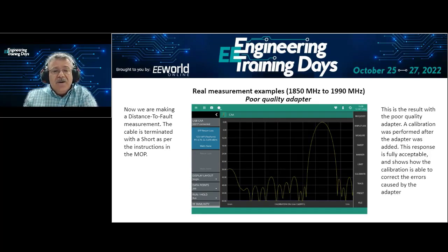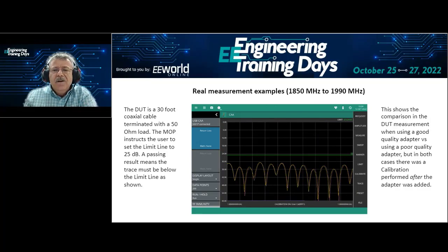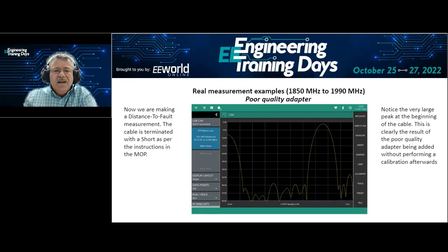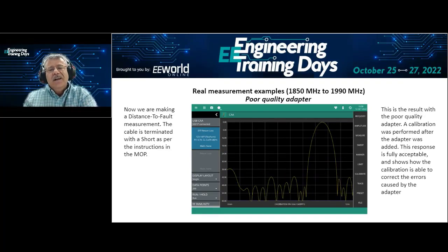When I use the corrected response, after I've done the calibration at the end of the bad adapter, I got a response that is nearly identical. So this response here and this response here are nearly identical. One of them is the good quality adapter without the cal. The other one is the bad adapter, but after the cal.